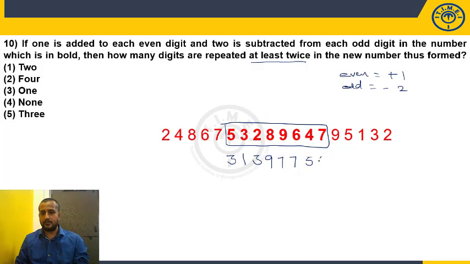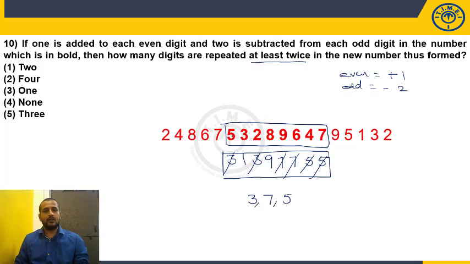7 is odd, minus 2, that is 5. So 3, 1, 3, 9, double 7, double 5. It is the new number thus formed. But what is the question asked? How many digits are repeated at least twice in the new number? Is 3 repeated? Yes. Is 7 repeated? Yes. 5? Yes. What about 9? No. 1? No. So the digits repeated are 3, 7, 5. There are 3 digits repeated at least twice. So answer is 3, but choice is 5. Choice 5. Very simple question.